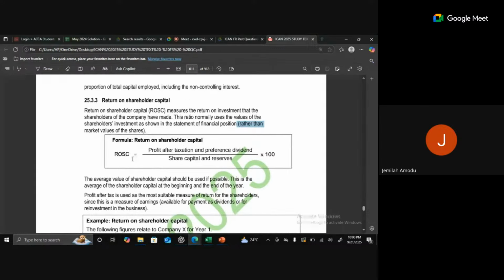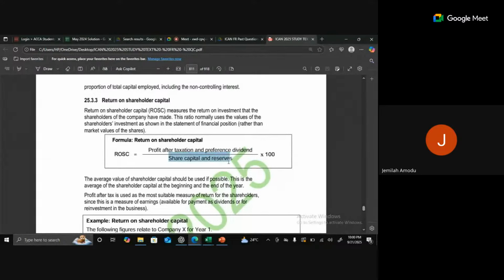Now this is the formula for calculating your return on shareholders' capital: profits after taxation and preference dividends. Profit after taxation. Remember, this is different from the one we used earlier. The one before was profits before interest and tax, but this is profits after taxation, which means that if you were given profit before tax, you have to remove your taxation to get this. And if there's any information about preference dividends, you still have to remove that before you get this one.